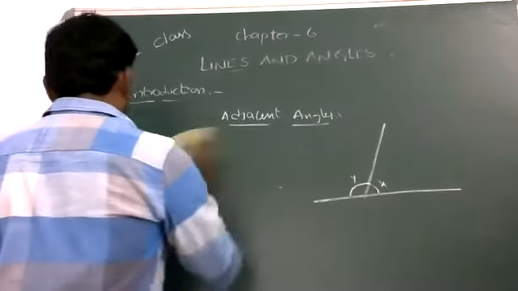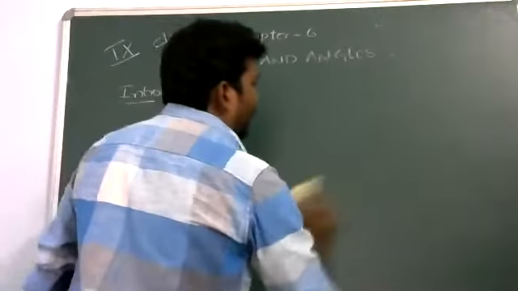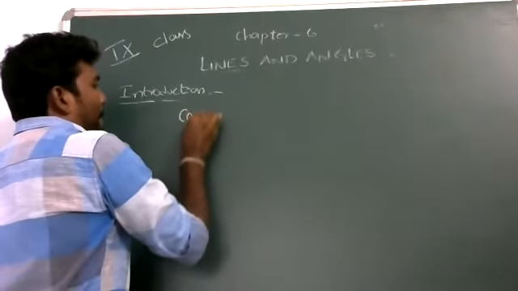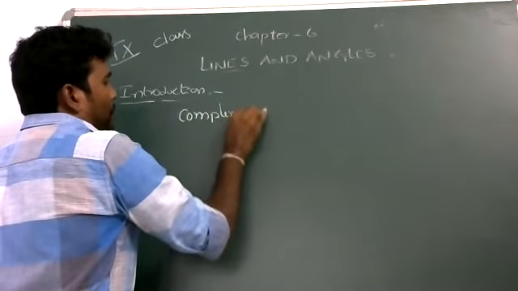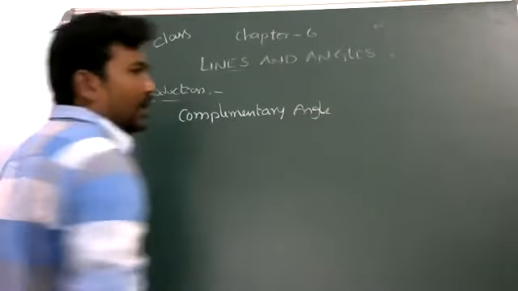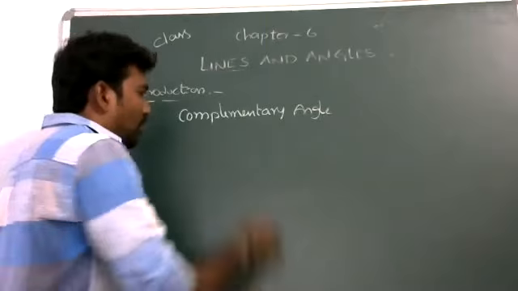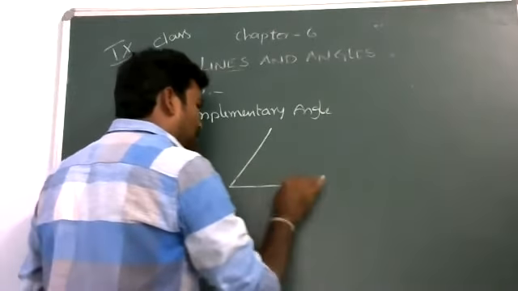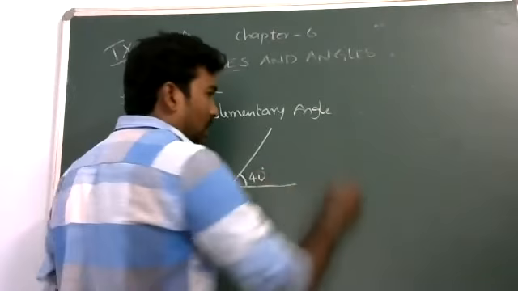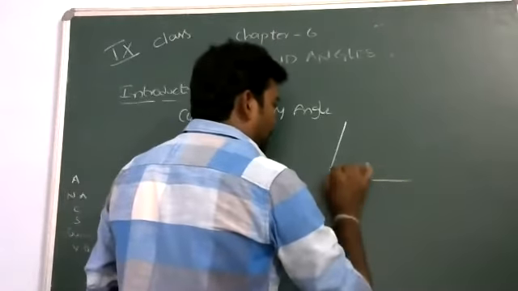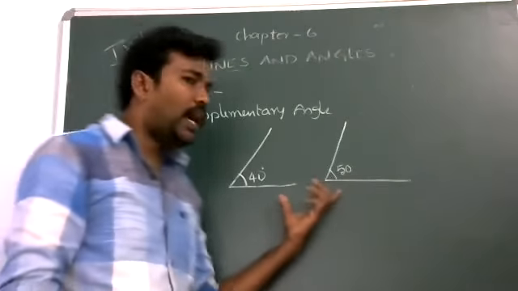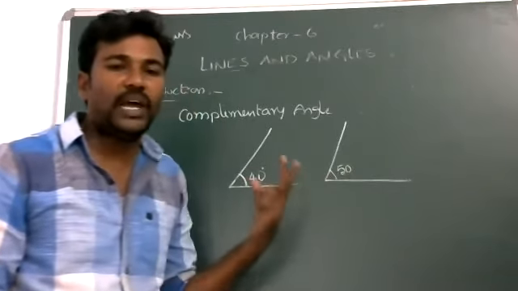Then comes to the complementary angles. Here you can see complementary means the sum of two angles. You can assume this is 40 degrees, and this one is 50 degrees. So that means the sum of these two angles is 90 degrees.